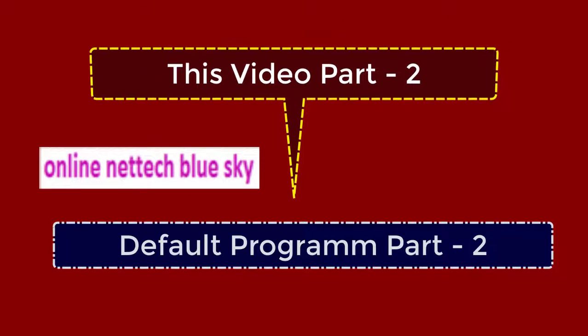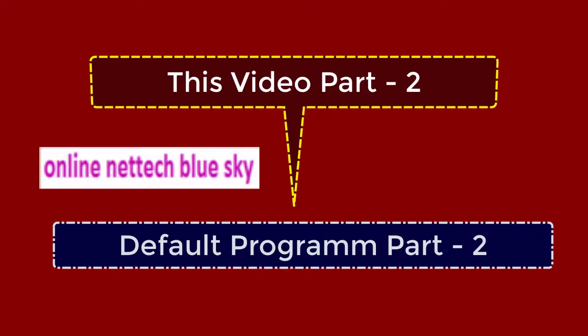So how many types of default programs are available, and the different types of settings available in the default program system, part 2. So let's start and continue with these settings. This is Default Programs part 2. So let's start.